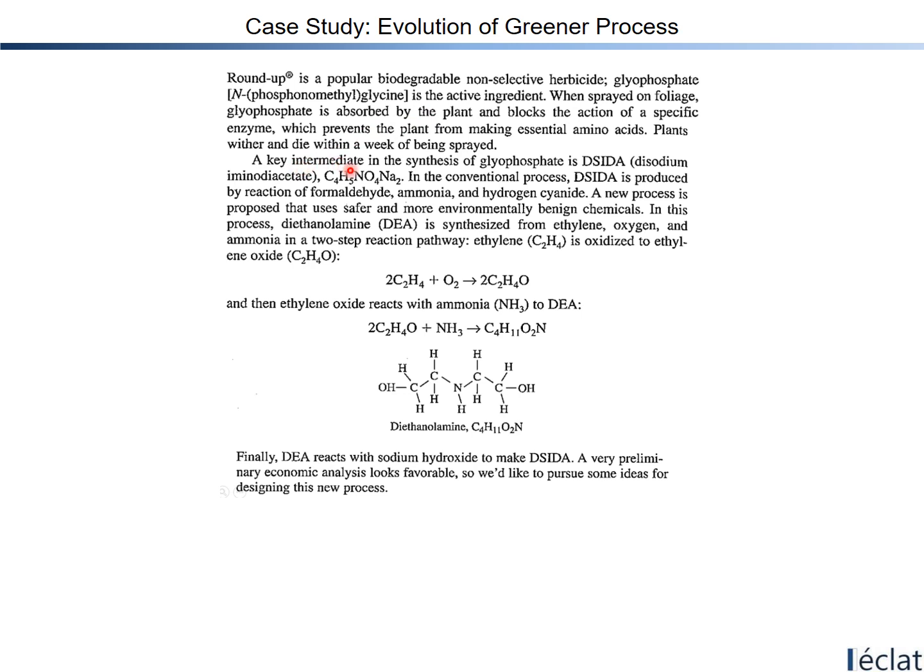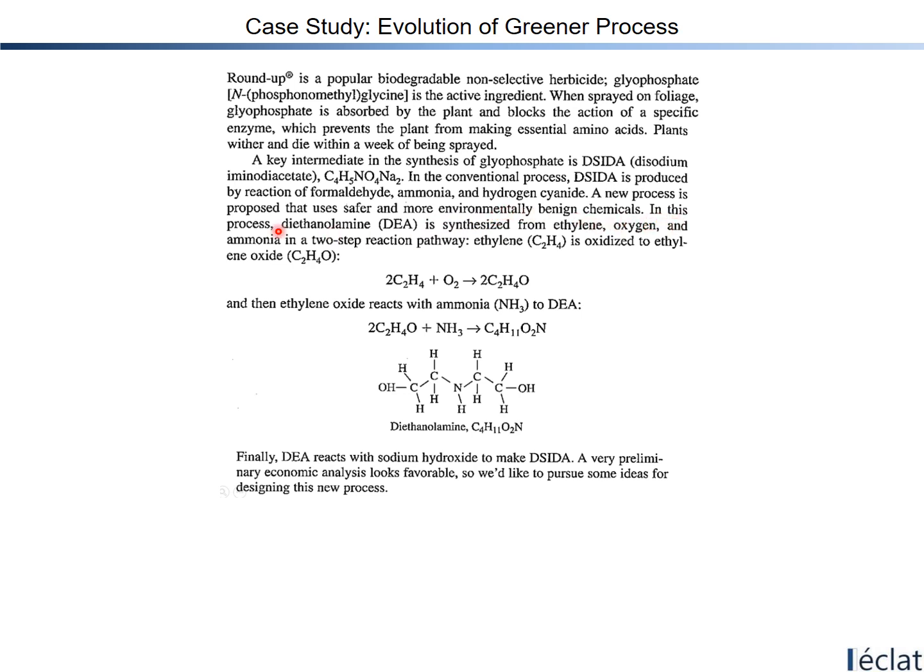A key intermediate in the synthesis of glyphosate is disodium imidodiacetate, DSIDA. In the conventional process, DSIDA is produced by reaction of formaldehyde, ammonia, and hydrogen cyanide. A new process is proposed, which uses safer and more environmentally benign chemicals.